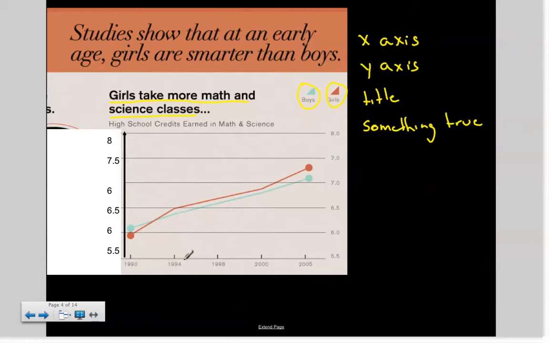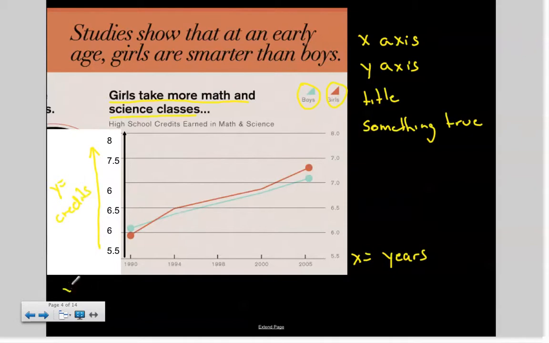Our x-axis, like we said, is the one that runs across, and it is years. So 1990, 1994, 1998, 2000, and 2005. So our x is equal to years. Now it says, studies show that at an early age, girls are smarter than boys. Girls take more math and science classes. So they say high school credits earned in math and science. So if this x is our number of years, then this y that's going up and down is high school credits. So our y is equal to credits.